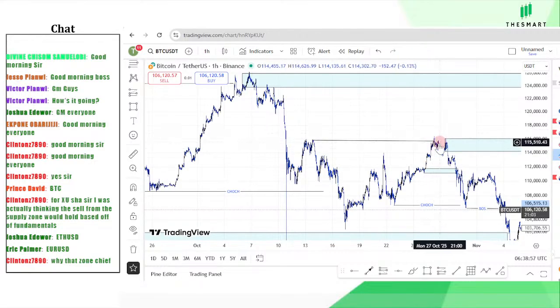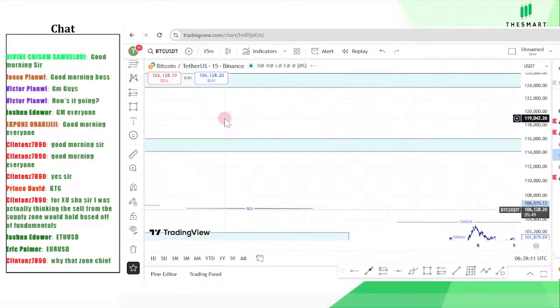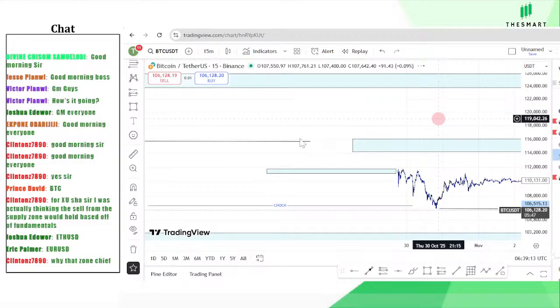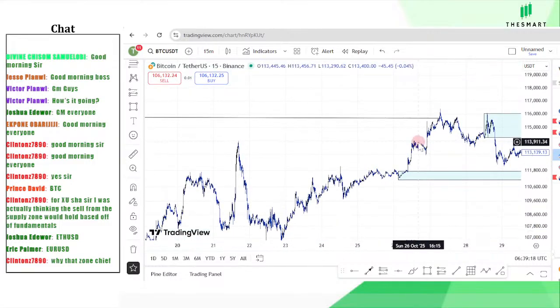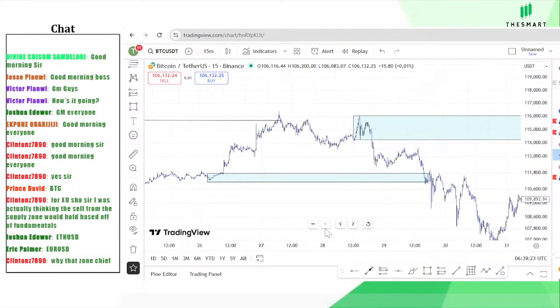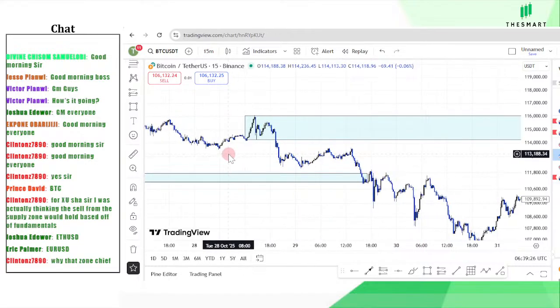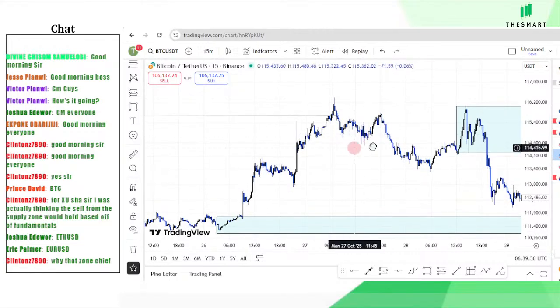I will go down to the 15 minutes so that you understand why I said I want to see a sweep of liquidity. So if you look at this point, we had this sweep. Now, if you go down to the 15 minutes, let's put this on 15 minutes. All right, so this is BTC on 15 minutes. So look at the 15 minutes here.